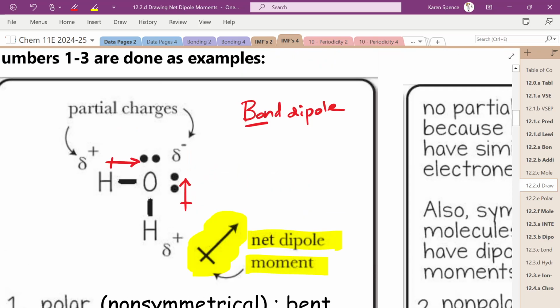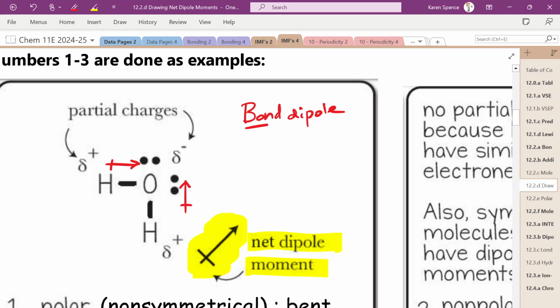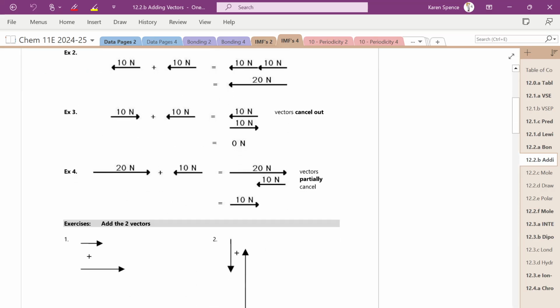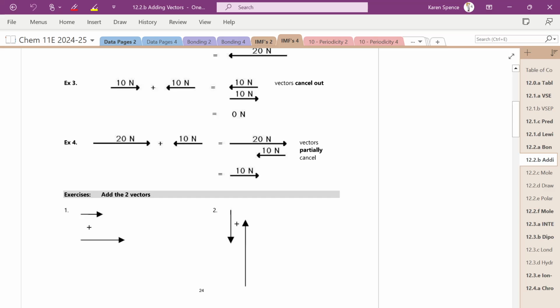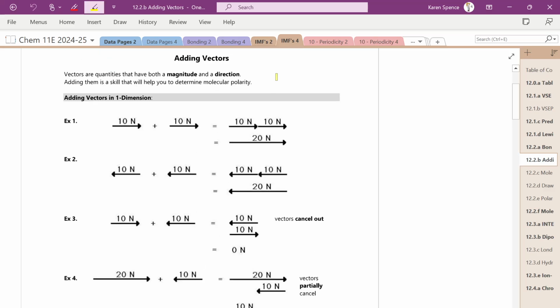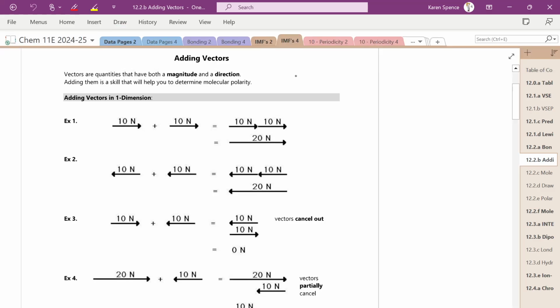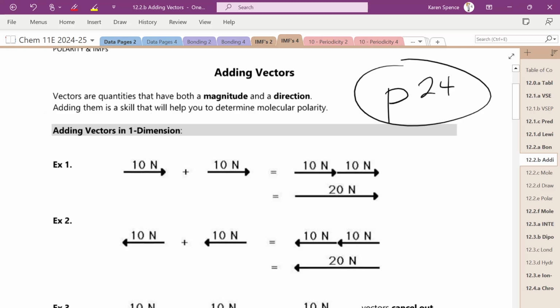Do you want to know how to figure out how to draw a net dipole moment? Are you interested in that? Okay. So back on page 24. Yes. You might have to, yeah. Okay. Yeah.